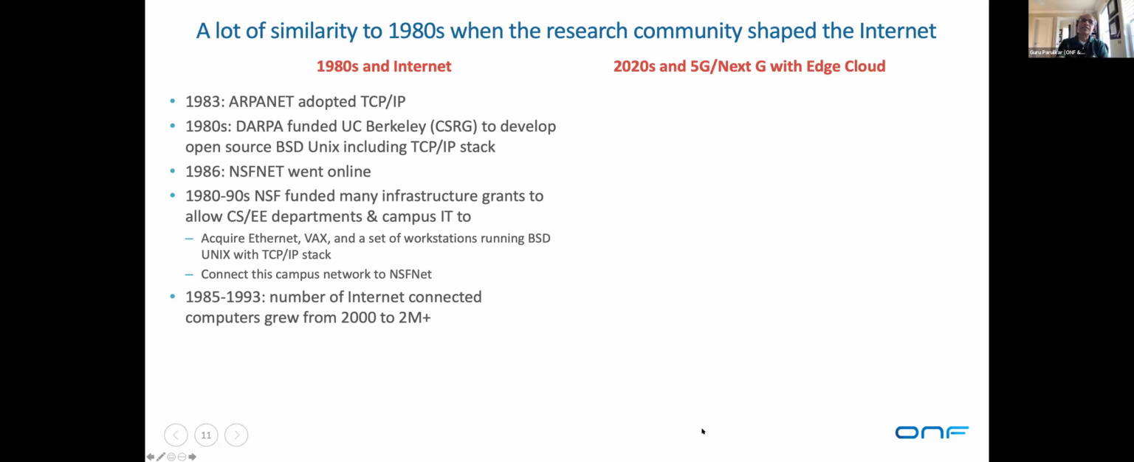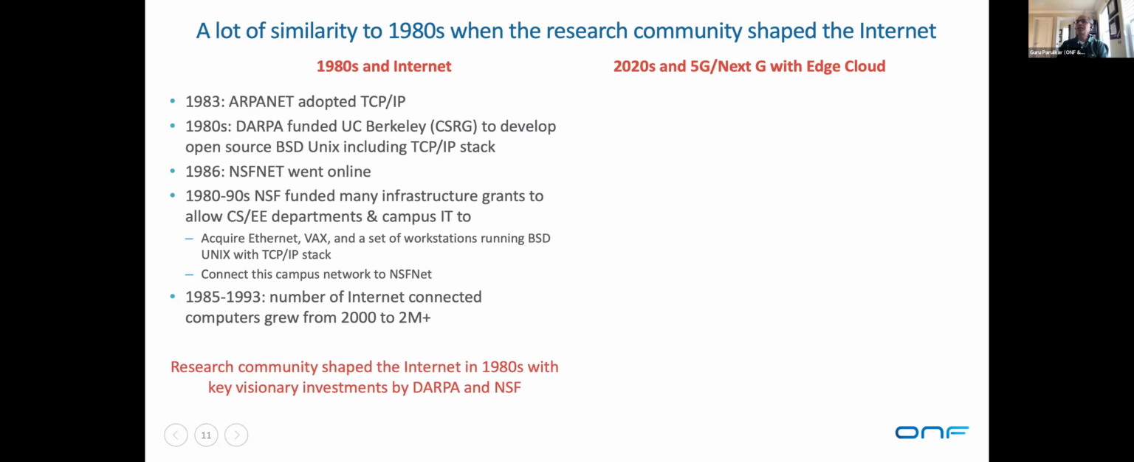Okay, and you can see that between 1985 to 93, the number of connected hosts grew from 2,000 to 2 million plus. Okay, and that is the beginning of the commercialization of the internet, and then the rest, as they say, is history. But what is important is during that time, it is the research community that impacted the evolution of the internet and made a tremendous impact on it.